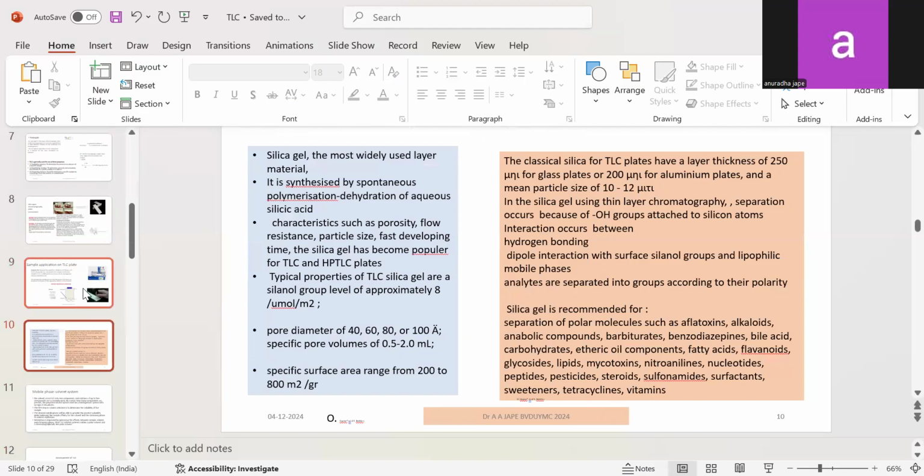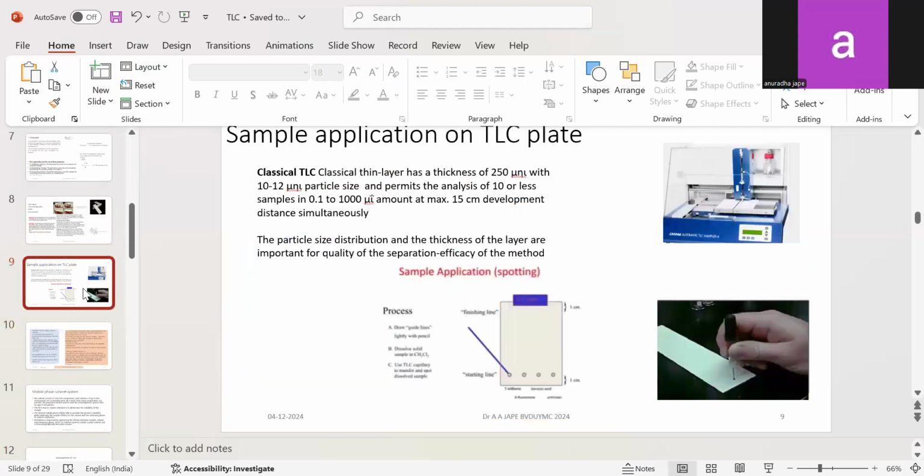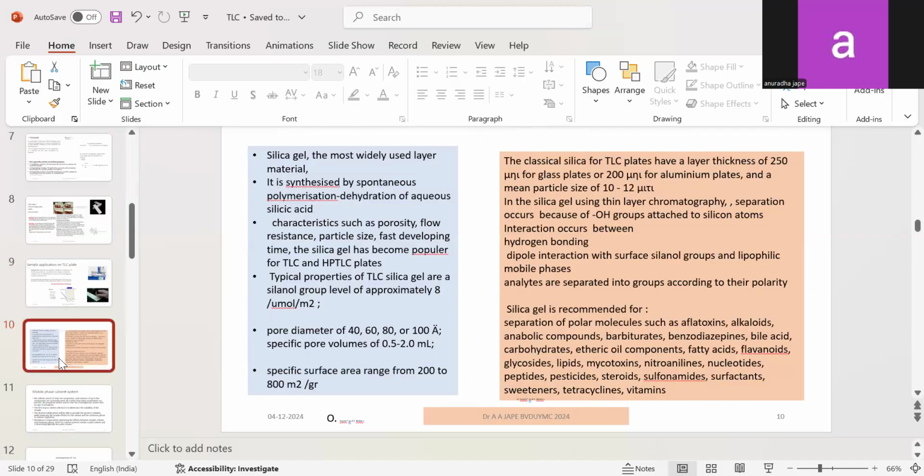Now, when we go to the next slide, that is to talk about the material that we have used for preparation of the stationary phase. So, spontaneous polymerization, dehydration of aqueous silicic acid, that also can be used.